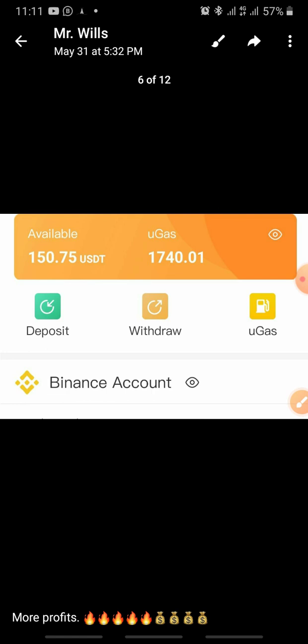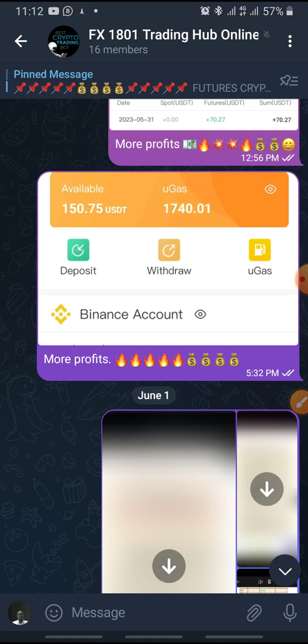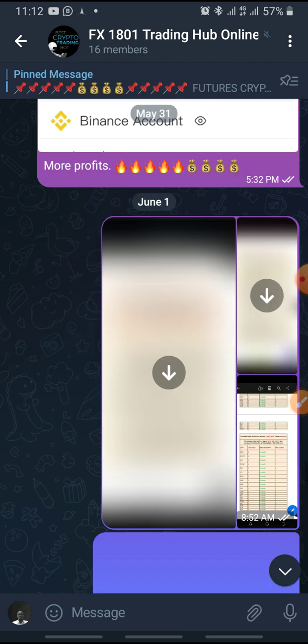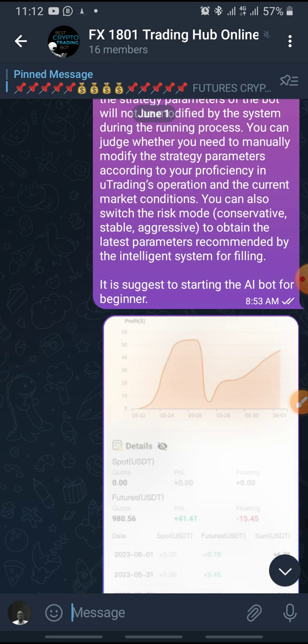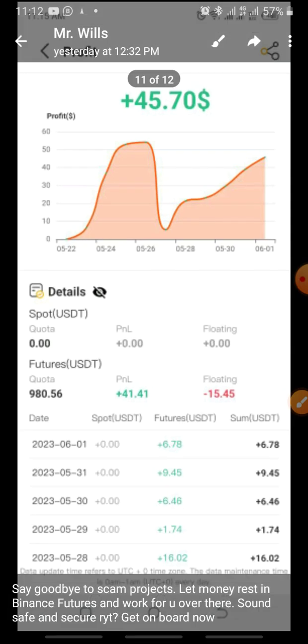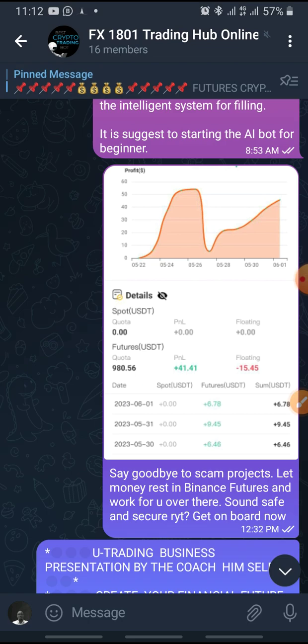So this is ready for withdrawal. $150 ready for withdrawal. And the beauty of this bot is that you can withdraw as low as $2. Unlike some bots, you have to make sure that your profit is up to $10. As low as $2, you can withdraw it here. So that's the beauty of uTrading. So this is another one. This is $45. Wow. So there are profits to be made.